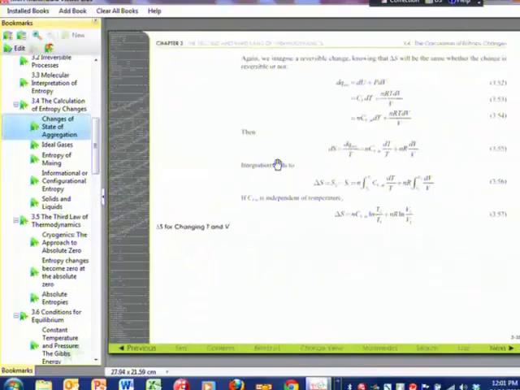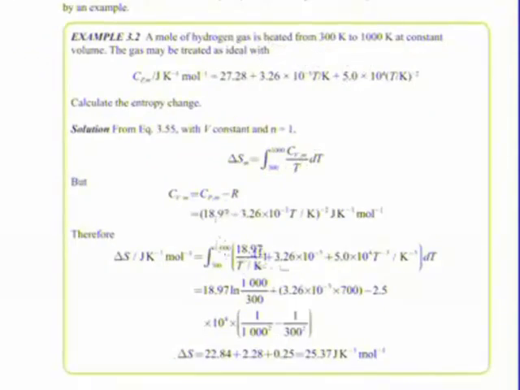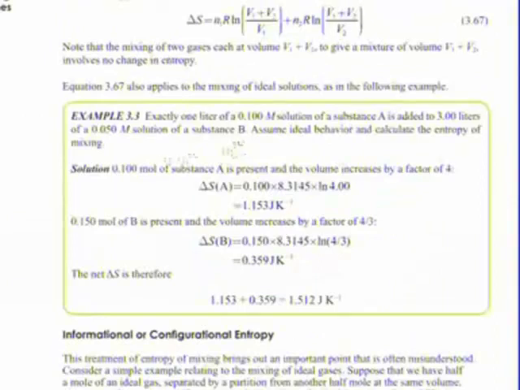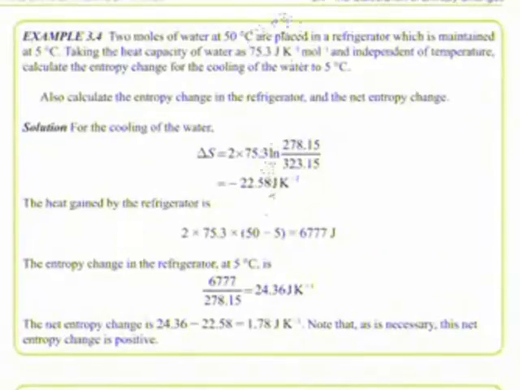I think it's around here. Entropy change when it's heated from 300 to 1,000. So that's using just the logarithmic term. So that's example 3.2. And we did something like that. And then this, we haven't done entropy mixing yet. So this is the part with the ice.